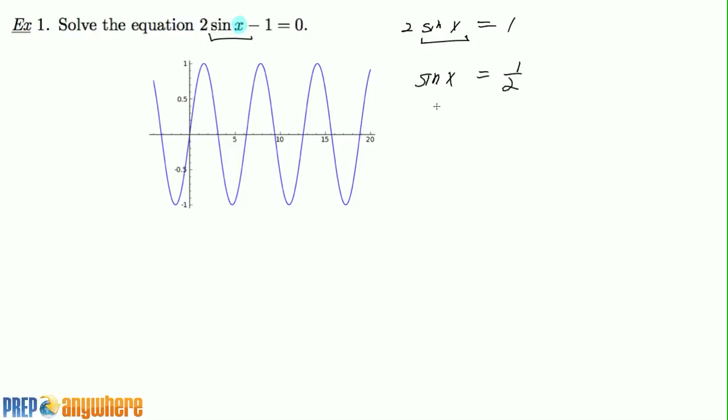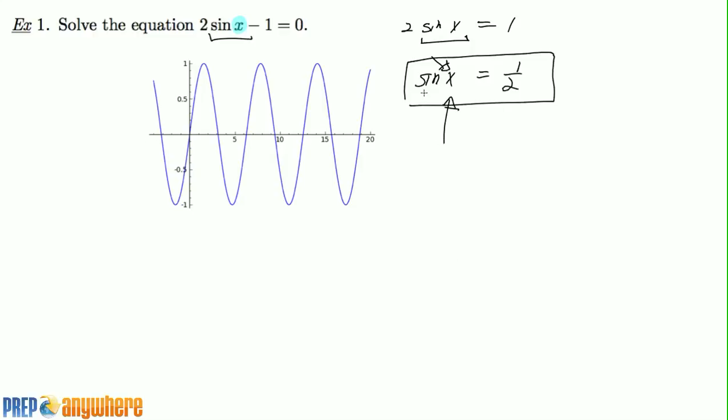And then to finally isolate sine of x, we just have to divide both sides by 2 and we get half. Now, whenever you get a trig equation, you first want to isolate the trig before you try to find out the value of x itself.